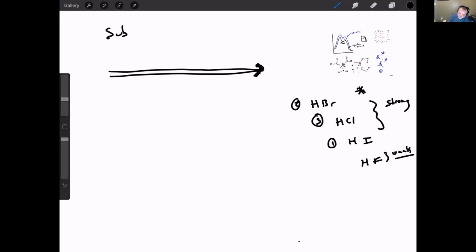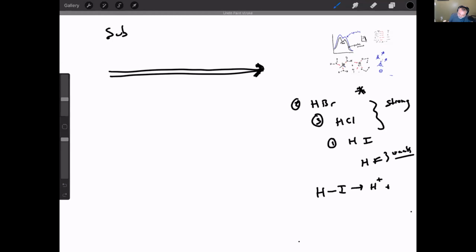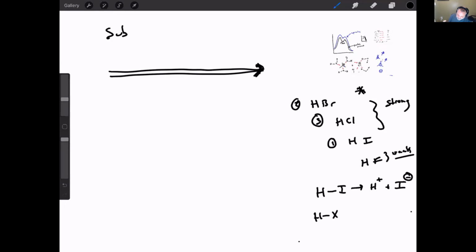And the reason that we said that was the case is that if I have one of these halogens and I'm going to break that bond to make it act like an acid, I'll form these two species. The stronger acid will be the species where X is the most stable anion.